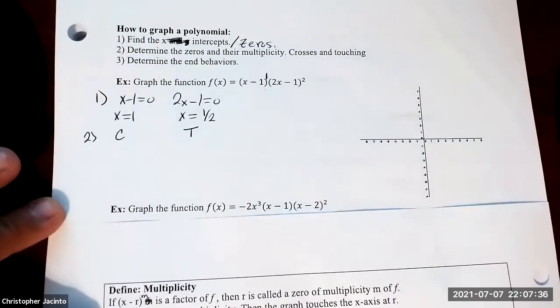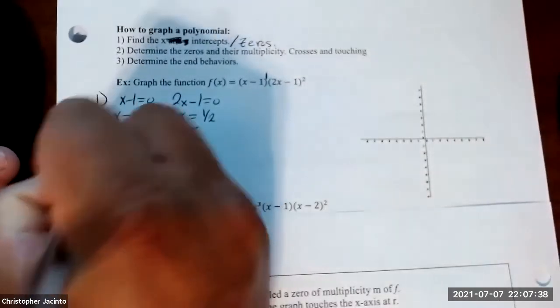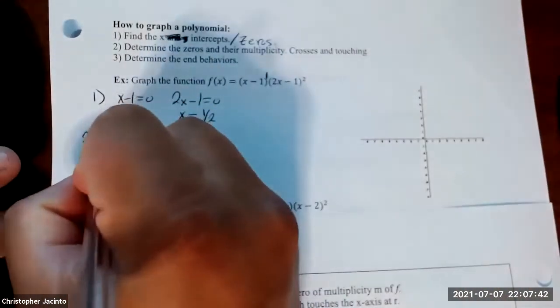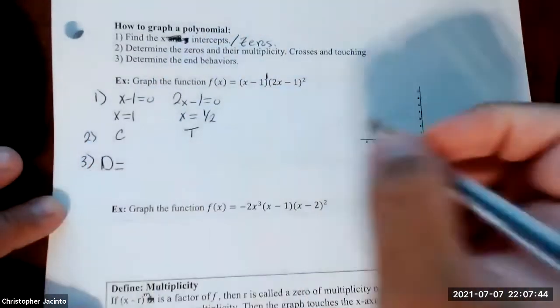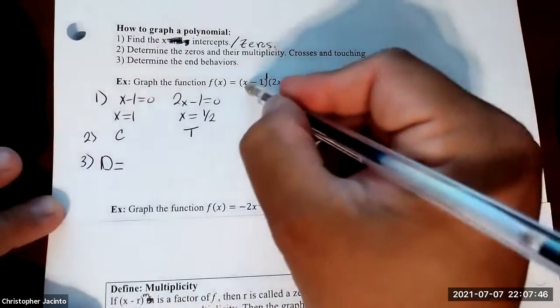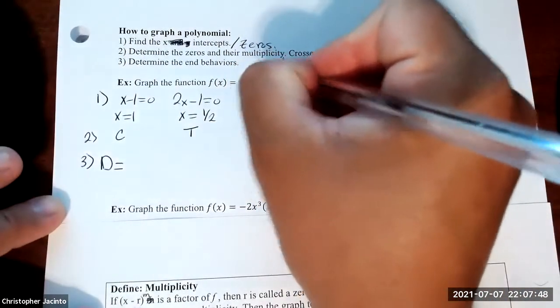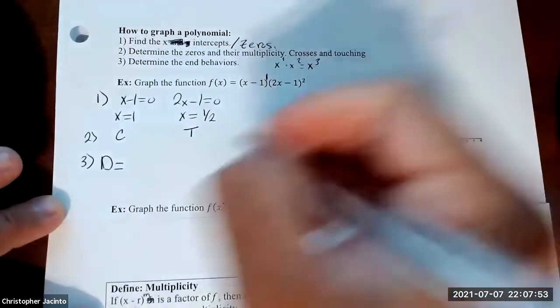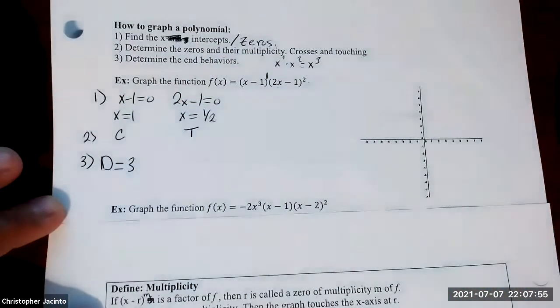Okay. So now step 3. For step 3, we want our end behaviors. First off, we want to figure out the degree. I'll just put D for degree. So this is x to the first times x squared, so this is going to be x to the third. So the degree is odd.